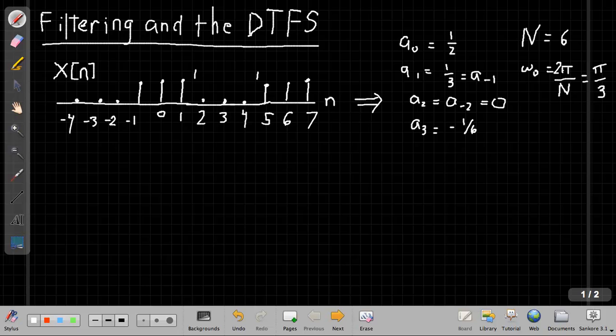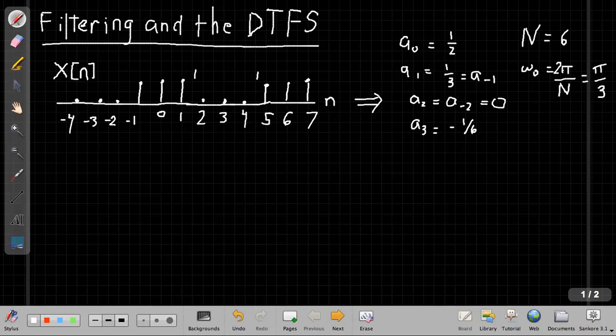Hello, this is John Buck again, here for another discrete time linear systems example. The example I'm going to show you today has to do with using filtering in the discrete time Fourier series. And it continues on from the example we already did showing how to find the discrete time Fourier series from the signal x of n.